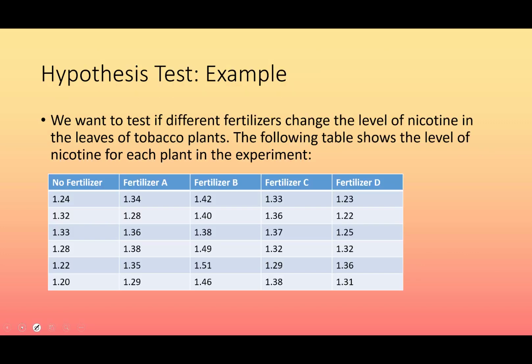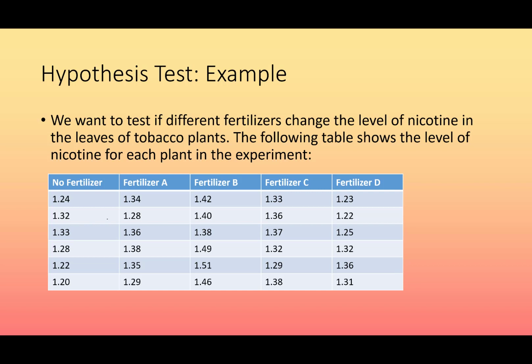So let's do an example here. Let's say that we want to test if different fertilizers change the level of nicotine in leaves of tobacco plants. The following table shows the level of nicotine for each plant in a particular experiment. So I have no fertilizer, fertilizer A, fertilizer B, fertilizer C, and fertilizer D. And the numbers in here show us the level of nicotine for each plant that was in each category.